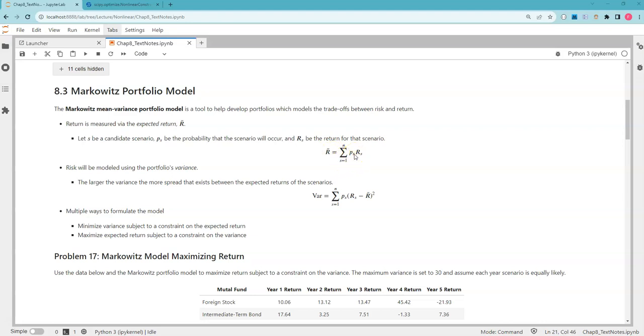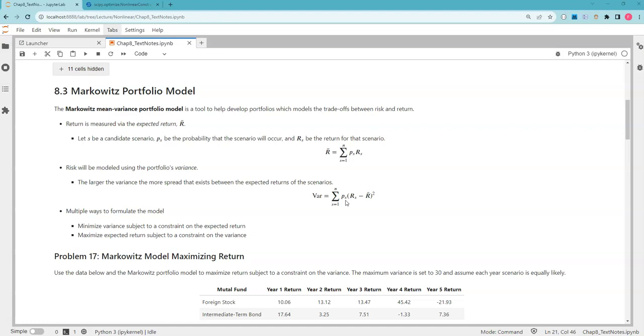And then risk will be modeled using the variance. Here's your variance calculation. Again, very similar. You've got the squared difference between the year return and the expected return up here, and then you have that multiplied by the probability of that year candidate. So this is very similar to our index fund, where you've got multiple years, and they are assumed to be candidate years for what's going to happen in the next year.